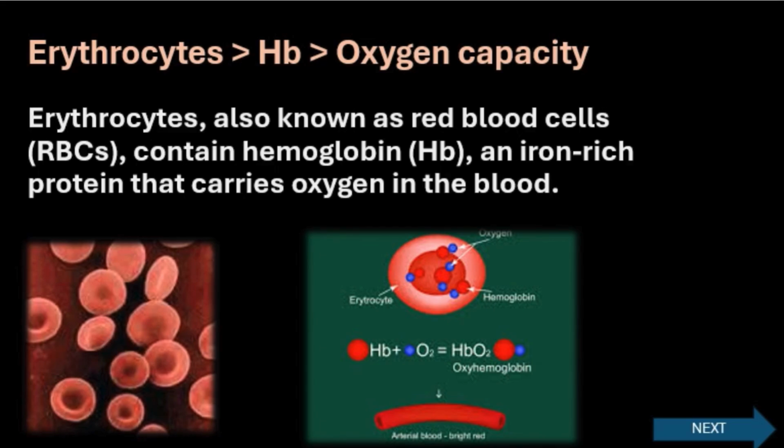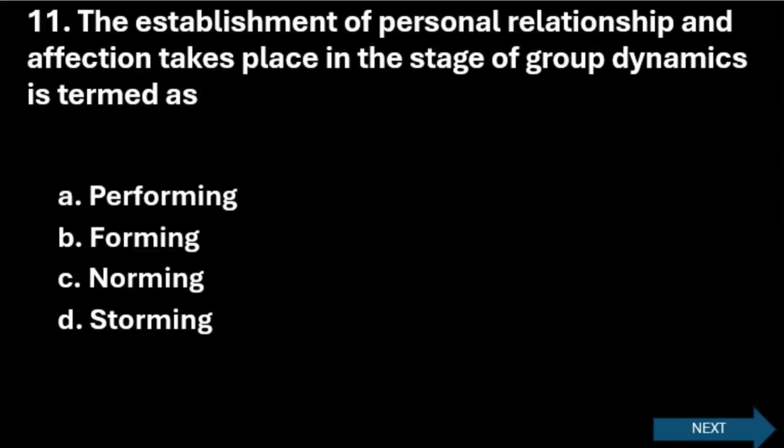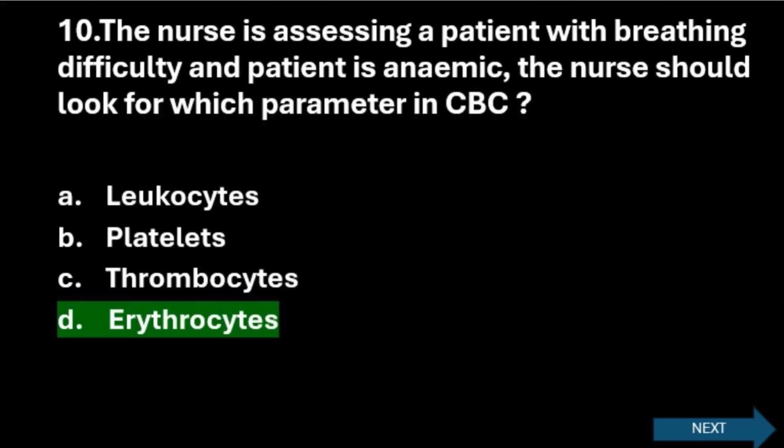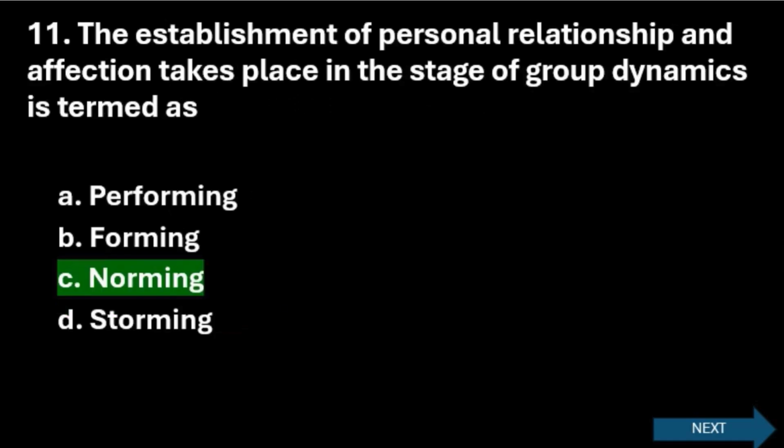Next question. The establishment of personal relationship and affection takes place in which stage of group dynamics: performing, forming, norming, storming? So in which stage of group dynamics does the establishment of personal relationship and affection take place? The right answer is norming.